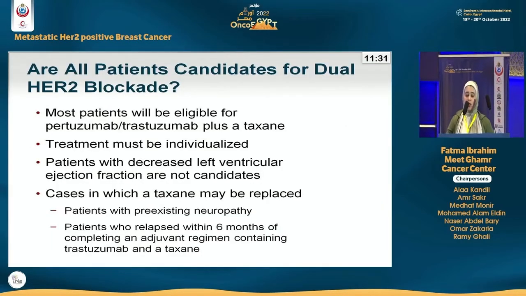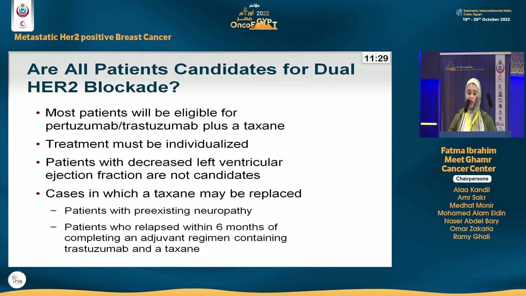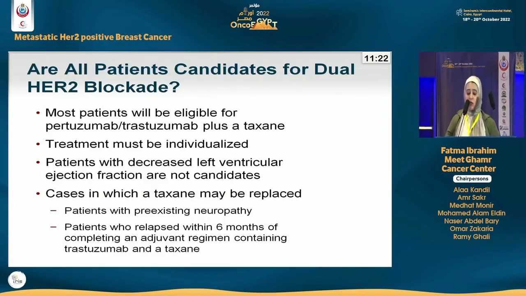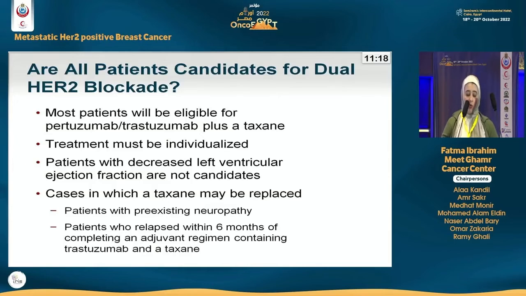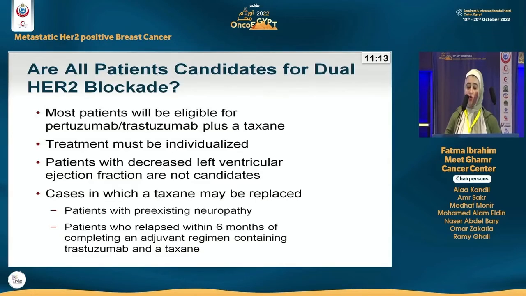Most patients will be eligible for pertuzumab, trastuzumab plus taxane, and treatment must be individualized. Patients with decreased left ventricular ejection fraction are not candidates. There are cases in which the taxane may be replaced, in patients with pre-existing neuropathy or patients who relapsed within 6 months of an adjuvant regimen containing trastuzumab and taxane.